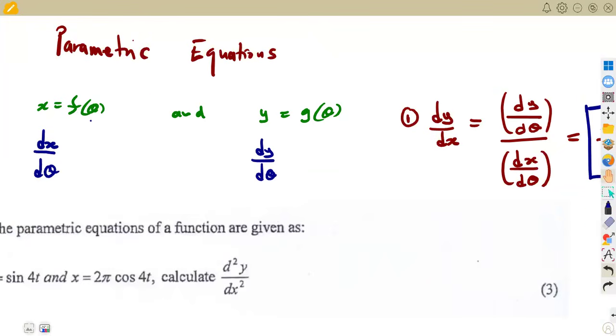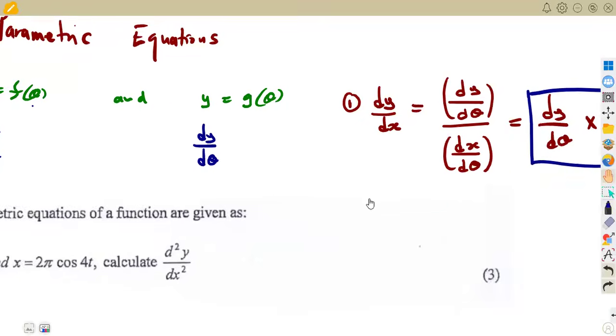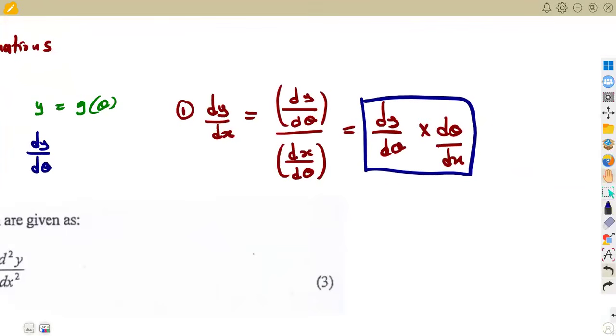So what I'm simply saying is that if this is in terms of t, it's going to be x in terms of t, which is dx/dt. Also dy/dt. So we have to write it in terms of t. In terms of theta, we use theta. That is what we have. All right. So this is the first one.